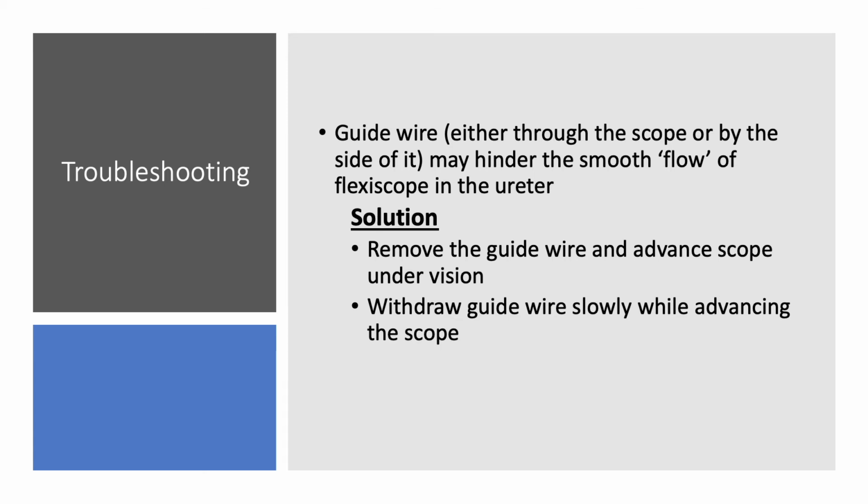Being flexible, the scope accommodates the curves in the urinary tract, unlike a rigid ureteroscope. Friction develops between the guidewire and the scope at the bends in the urinary tract. The properties of the material of the scope also play a role. There are two ways to solve this issue. Remove the guidewire and advance the scope under vision. Or you can withdraw the guidewire slowly while advancing the scope. This produces a counter movement which helps smooth passage.